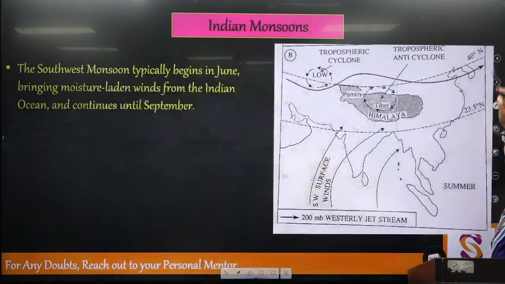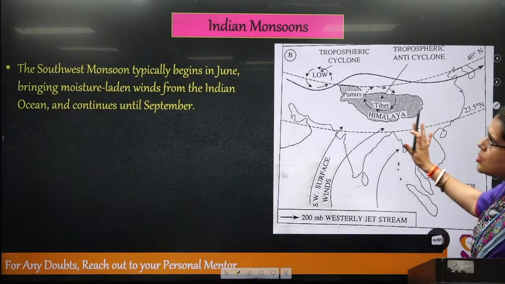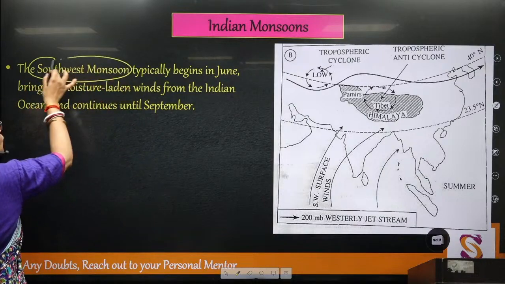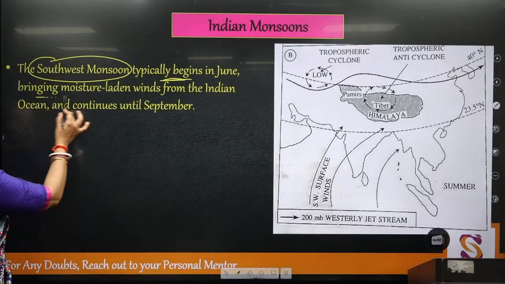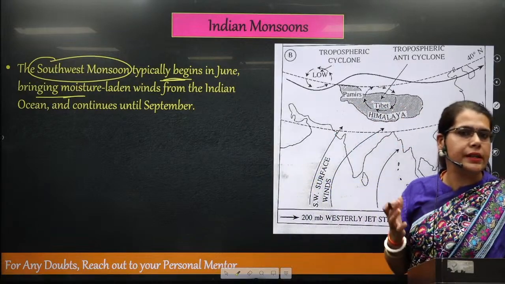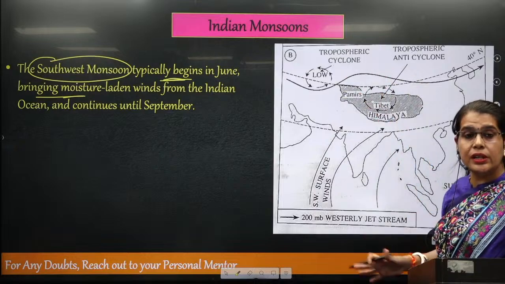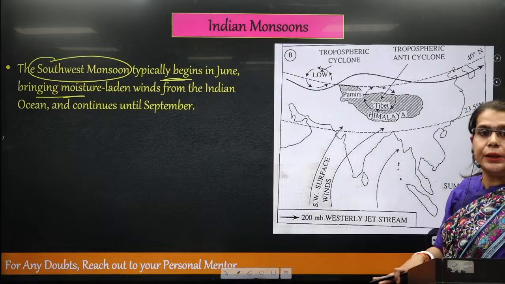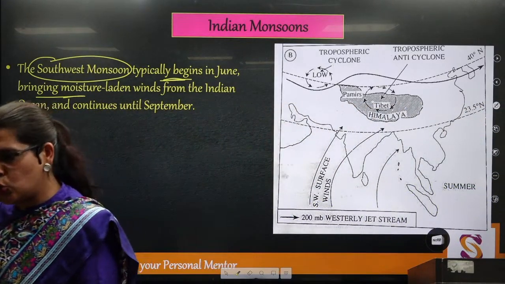Now let's try to understand the mechanism. First of all, understand that the southwest monsoon is associated with the monsoon season from June, which brings rainfall and moisture across India. Now this is the condition which exists during the summer season. But to understand this, first of all we need to understand why rainfall does not happen before June.